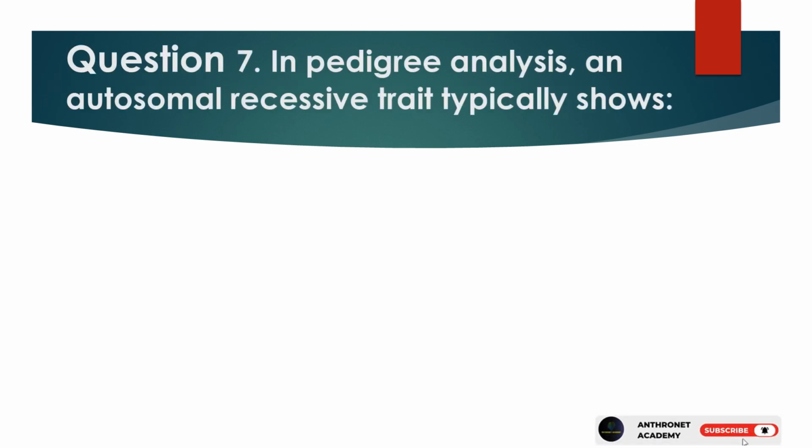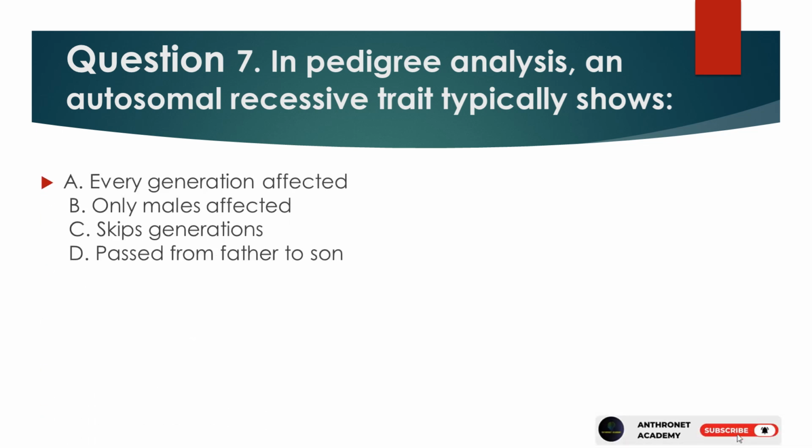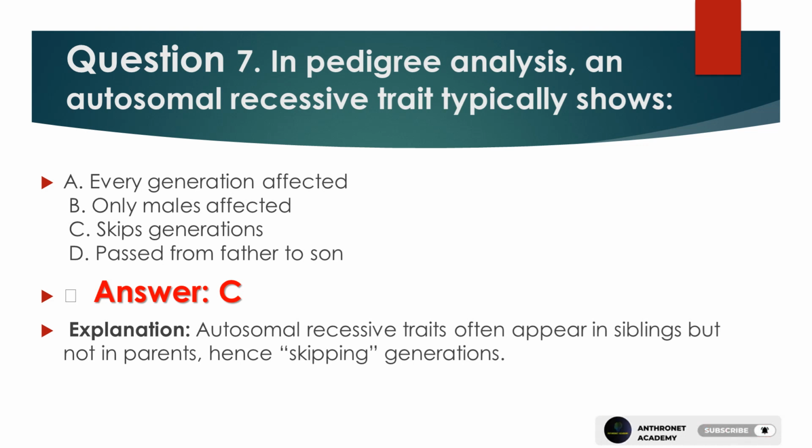Question 7. In pedigree analysis, an autosomal recessive trait typically shows A. Every generation affected. B. Only males affected. C. Skips generations. D. Passed from father to son. Answer, C. Explanation: autosomal recessive traits often appear in siblings but not in parents, hence skipping generations.